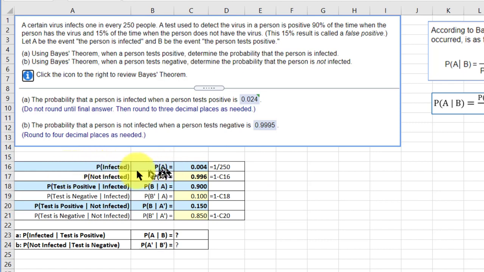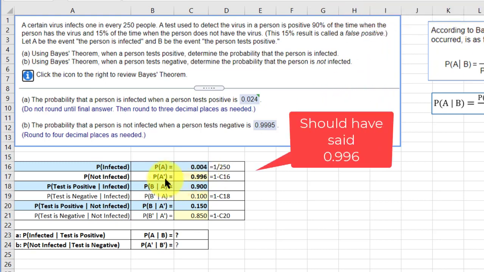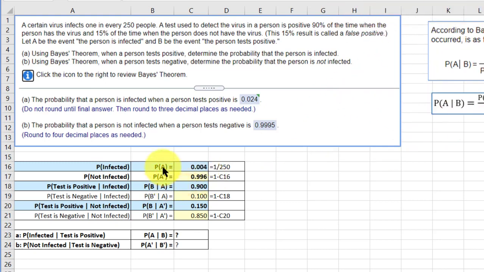And in this case, in this little table there, in blue is what they give us. The probability of being infected is one person out of 250, which is 0.004. And by the complementary rule, the probability of not infected is just 1 minus that, 0.996. And we use the format there. A is for the event. The complement of the event A is A prime. Going on down, the probability that the test is positive, given that the person is infected, is 0.9. We get that right here.